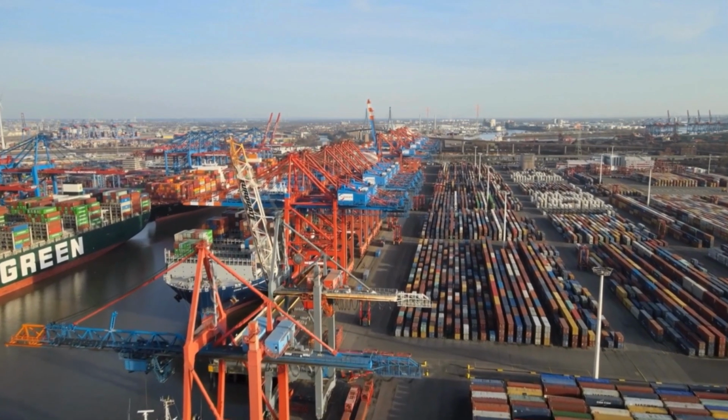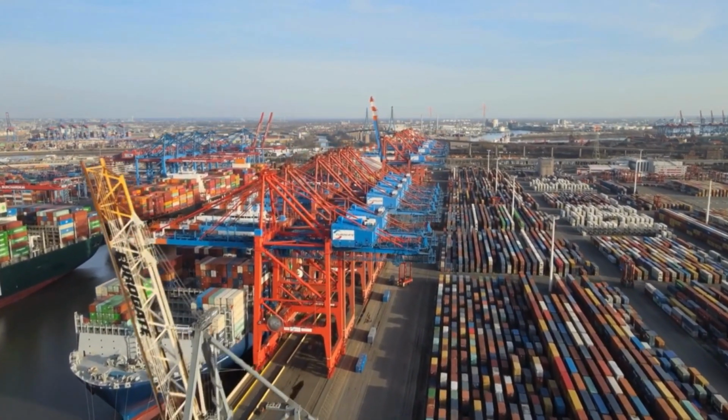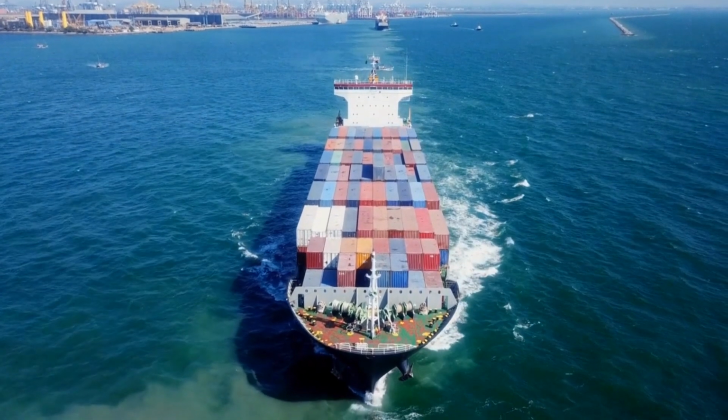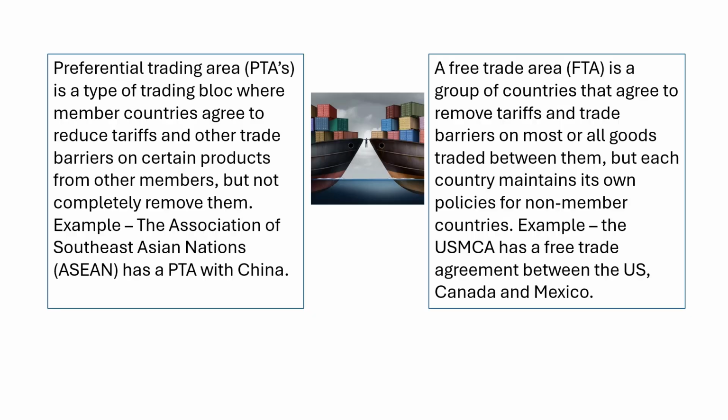Before we take a look at those three major trading blocs, let's review some key terms that you need to know. Preferential Trading Area, PTAs. This is a type of trading bloc where member countries agree to reduce tariffs and other trade barriers on certain products from other members, but not completely remove them. PTAs offer lower trade barriers for specific goods or services within the group, while keeping regular trade rules for other goods and non-member countries. For example, ASEAN has a PTA with China.